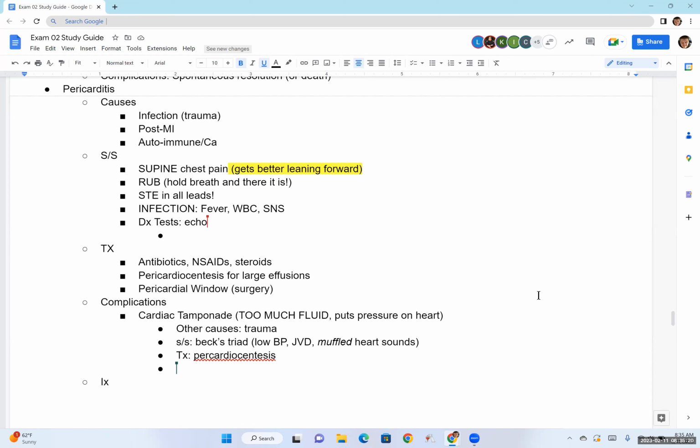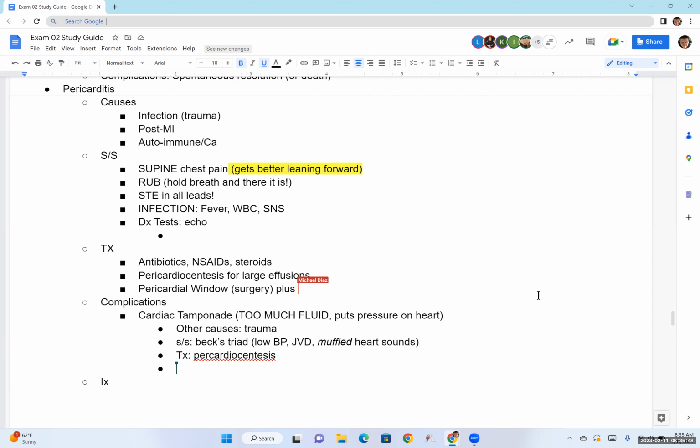All right, so those are your diagnostic tests and treatments. So we can do treatment, we can give you antibiotics, anti-inflammatories, and then we can do pericardiocentesis. You got pericardiocentesis, you got paracentesis, you got thoracentesis, you have centesis. So which one is this one? Pericardiocentesis. And then if you're doing multiple one of those, like 3 or more, then we just put a window into their heart.